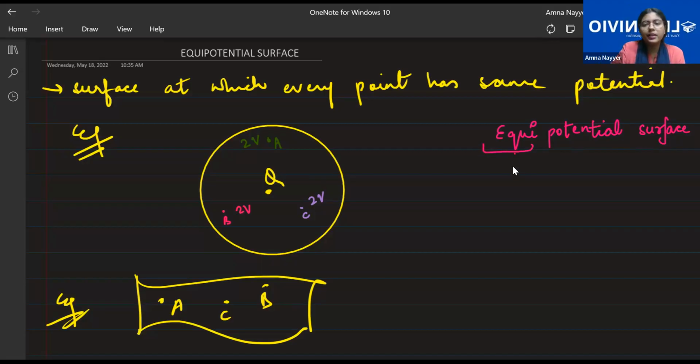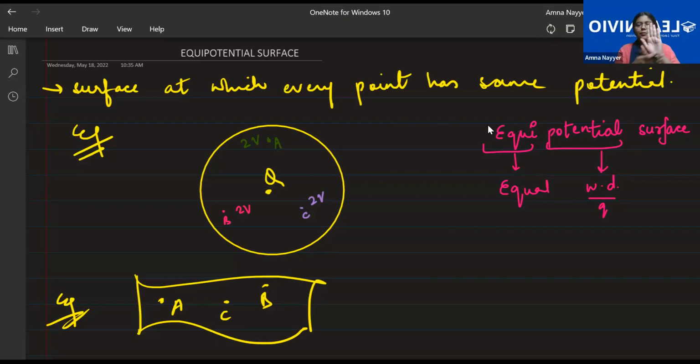Equi means equal. And potential, we have already studied that this is the entire work done in bringing a unit positive test charge from infinity to a point. And surface means a plane surface. So this surface which has equal potential at all the places, this is called as equipotential surface. A very easy topic to understand.